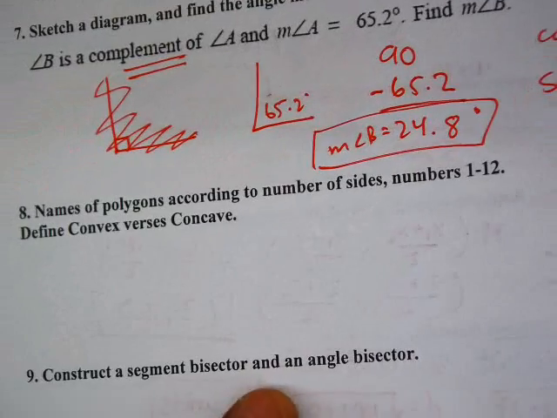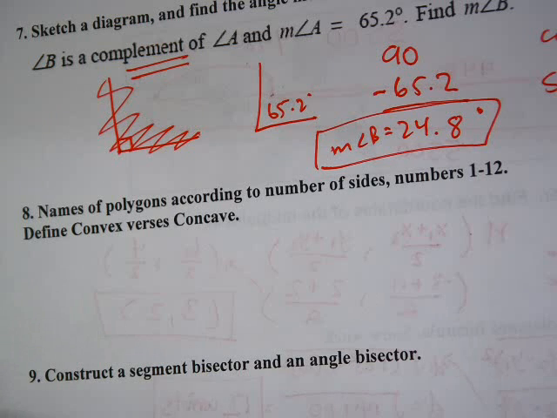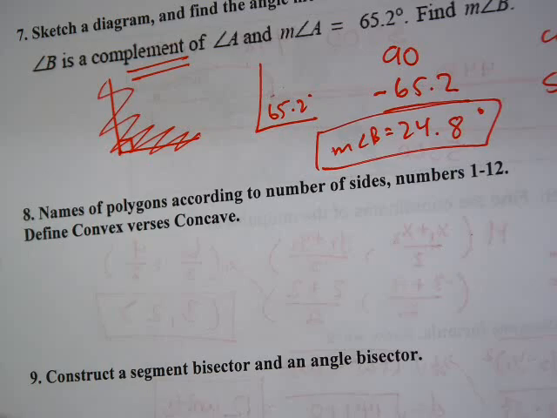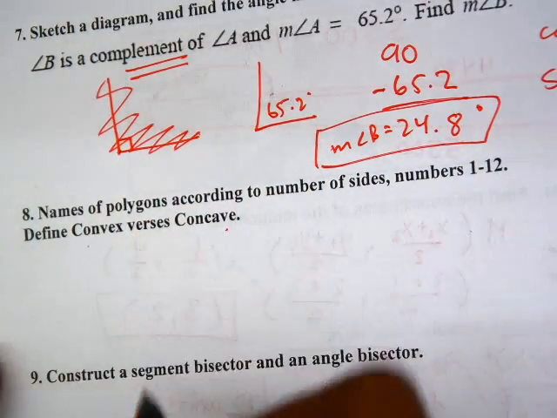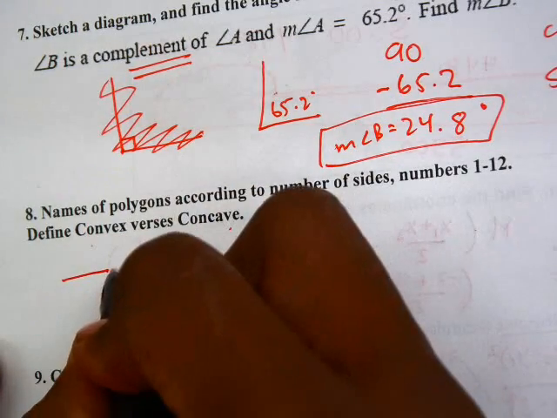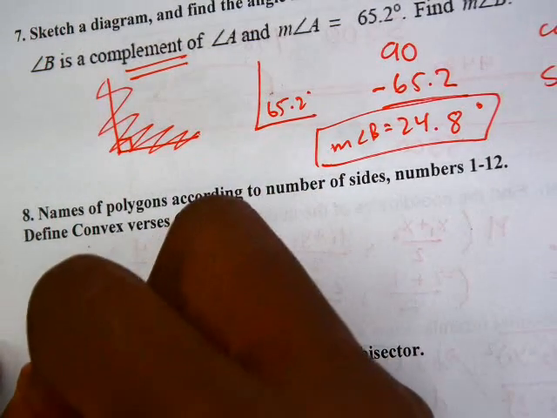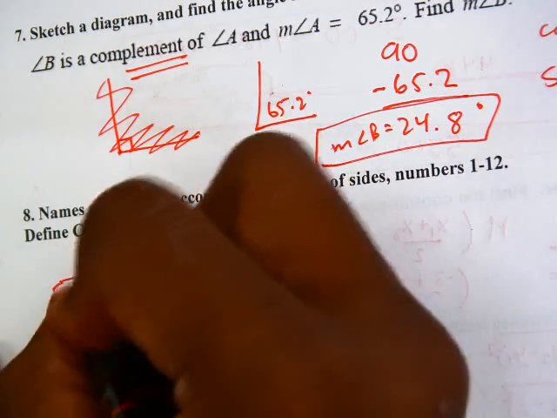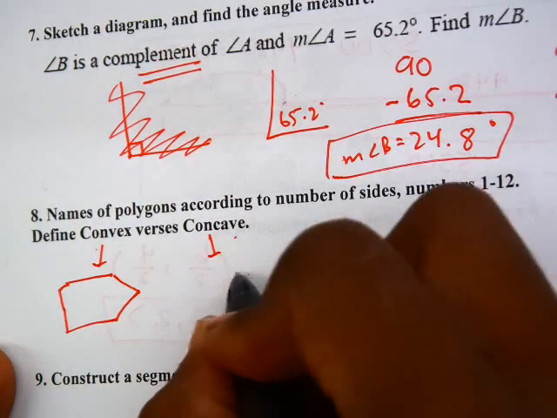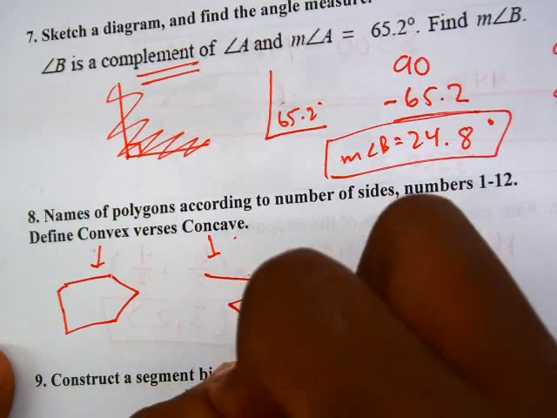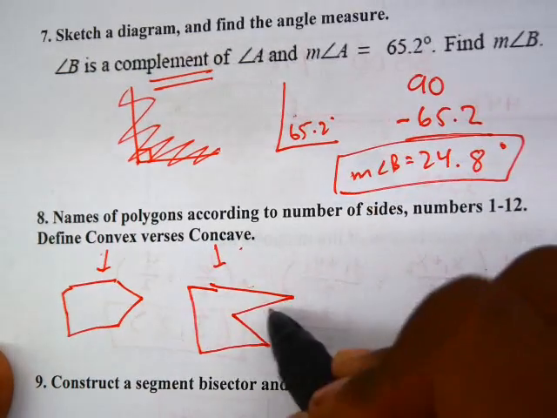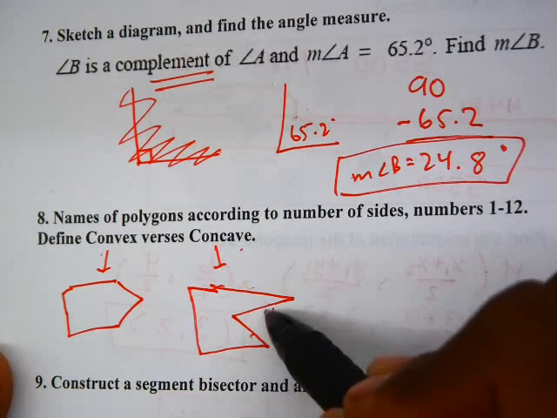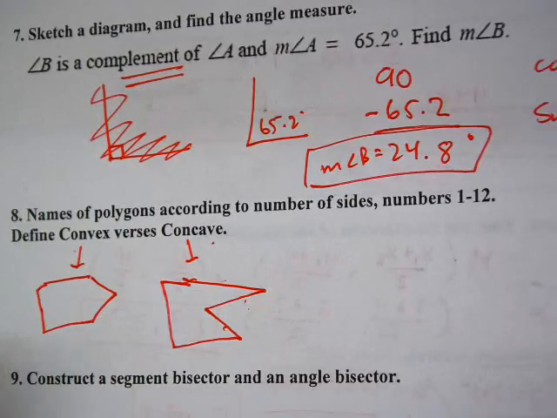Okay. Number 8, I'm supposed to name all the polygons according to the number of sides, up to 12, and then to find convex versus concave. Well, I'll do this first. Convex is where it's just like a normal looking shape, like this. Concave is where the shape kind of goes in on itself. One of my students said it looks like a cave there. So yeah, that's concave. That's where the cave is.